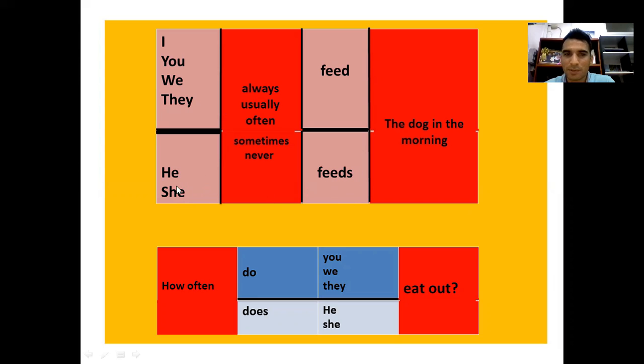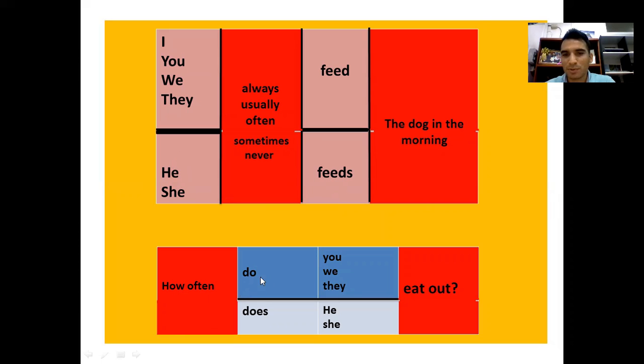Okay, please don't forget for third person, it, he, she, we have to add s, third person. Yes, he, she always feeds the dog. He, she usually feeds the dog. He, she often feeds the dog. He, she sometimes feeds the dog. Don't forget, please. Okay, when your subject he and she or it, third person, you have to add a third person. Okay, I can make a question with how often.